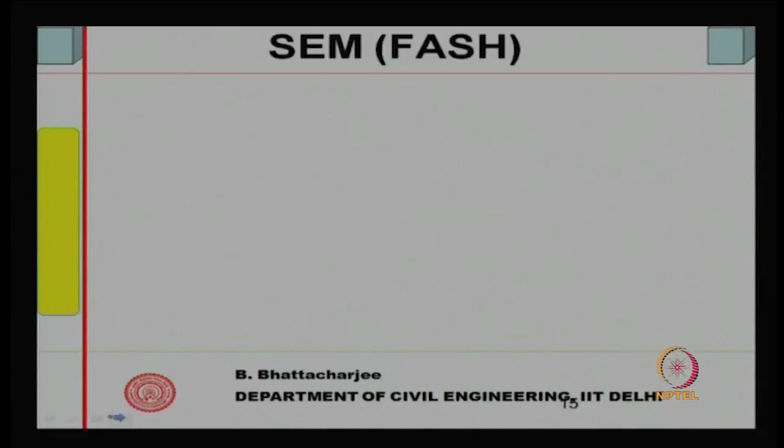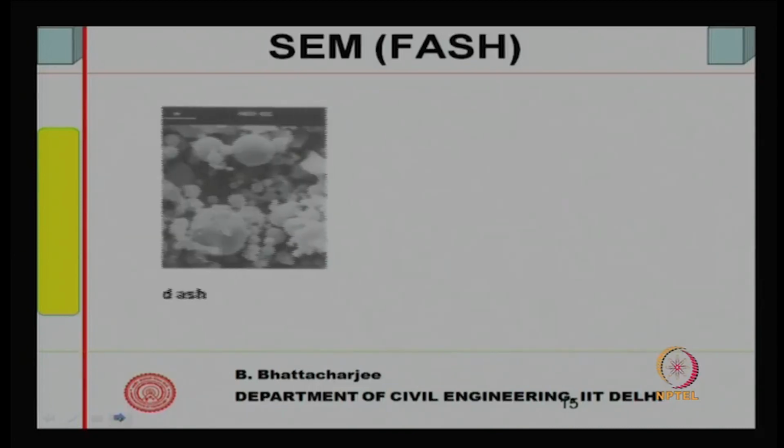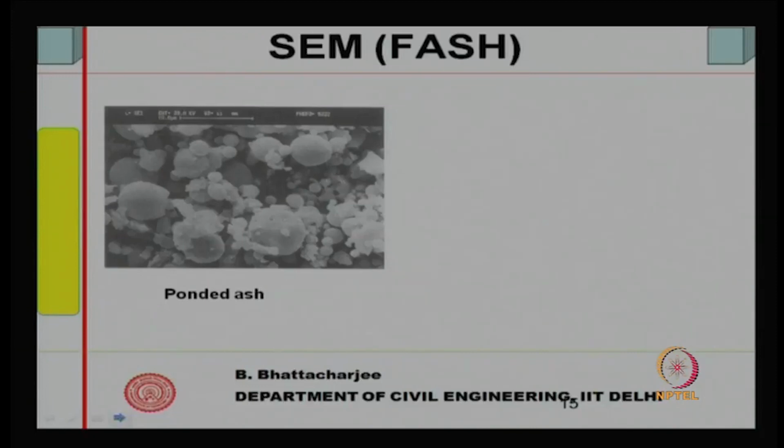In the scanning electron micrograph, the samples are made solid by bonding with epoxy or something and then their shape is examined. Ponded ash, of course, is the one which was collected wet, and this also has a spherical shape, but there will be a mix of larger size particles.